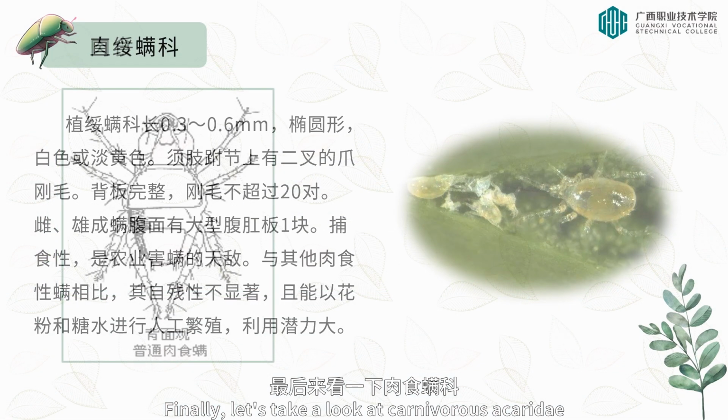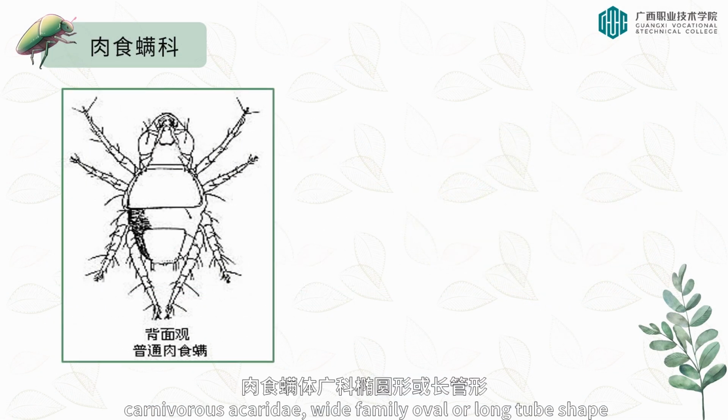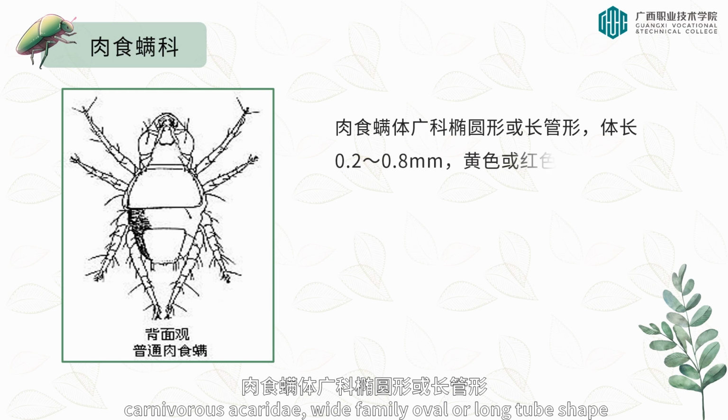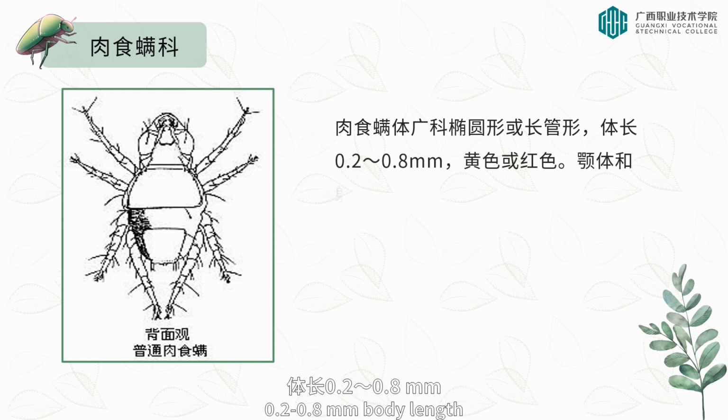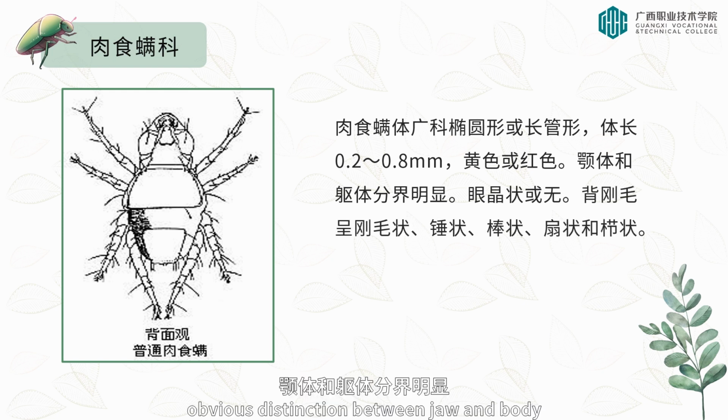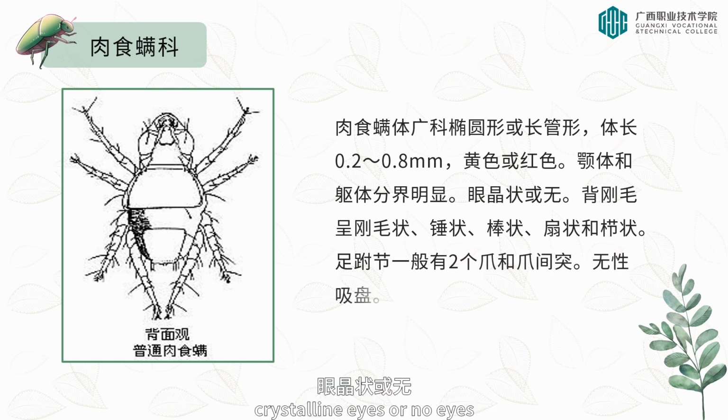Finally, let's take a look at the carnivorous Stigmaeidae. A wide family, oval or long tube shape, 0.2 to 0.8 millimeters body length, yellow or red, with obvious distinction between the gnathosoma and the body, crystalline eyes or no eyes.